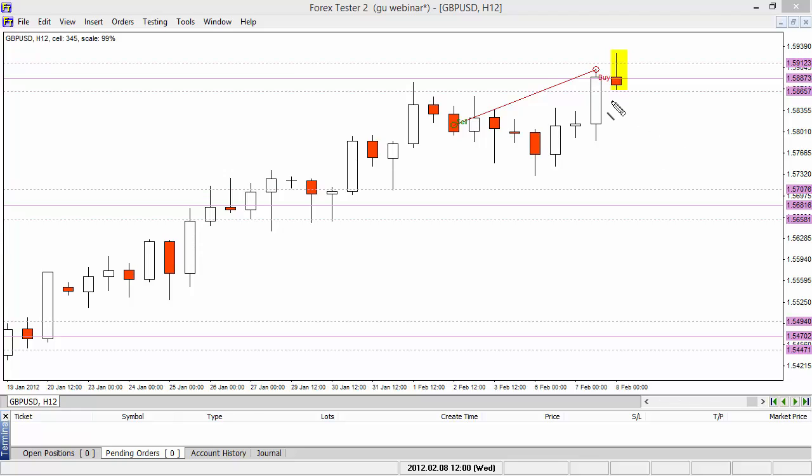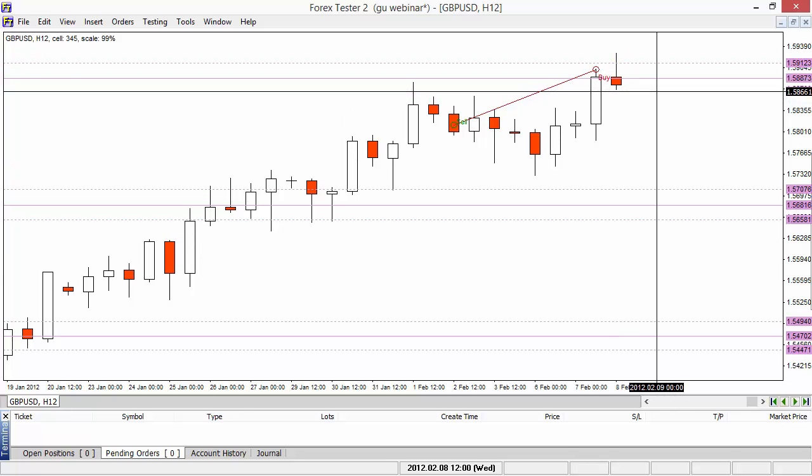That's good. That's what we want. We want it to form on top of our resistance area, because now let's look at the numbers. And the numbers should be a lot more viable with this trade.